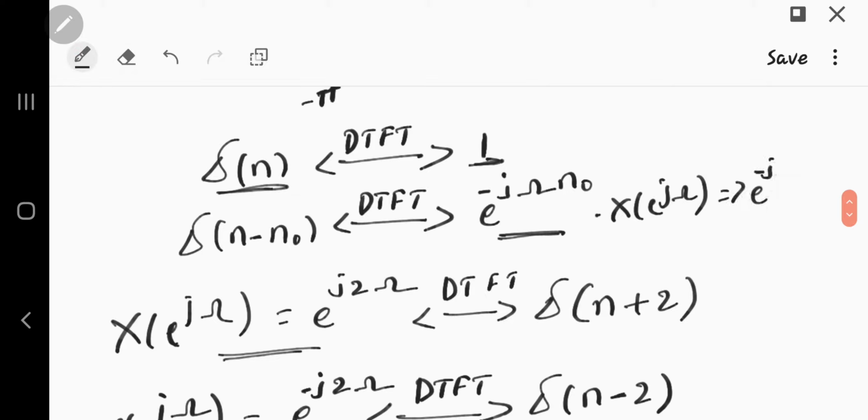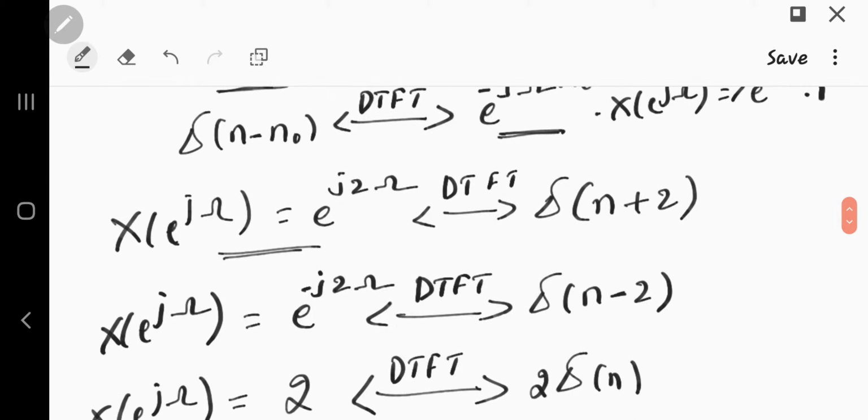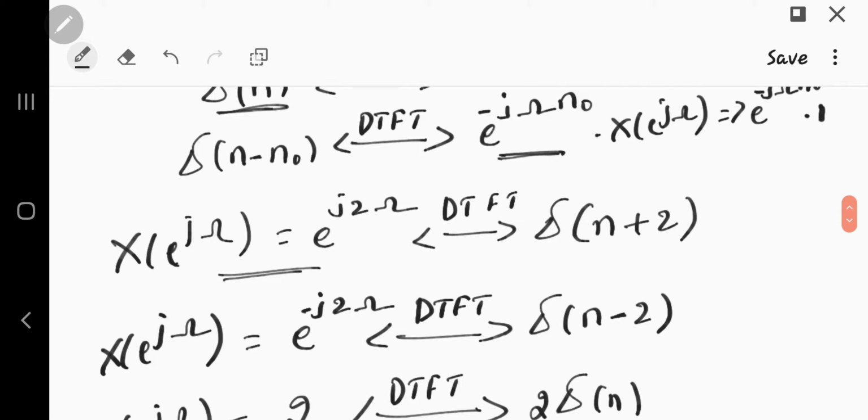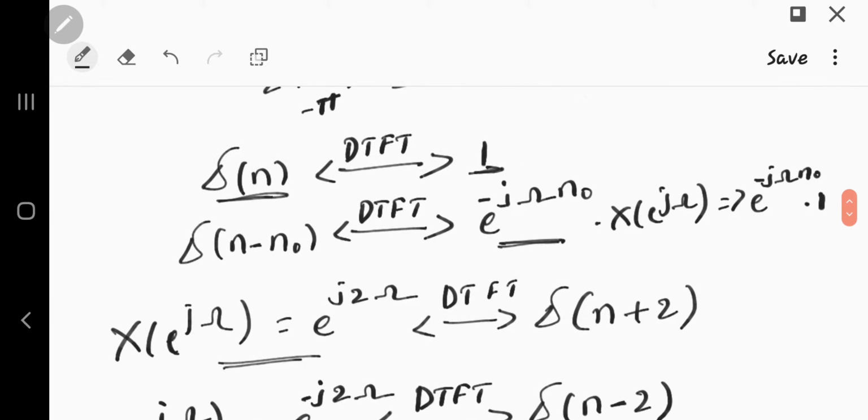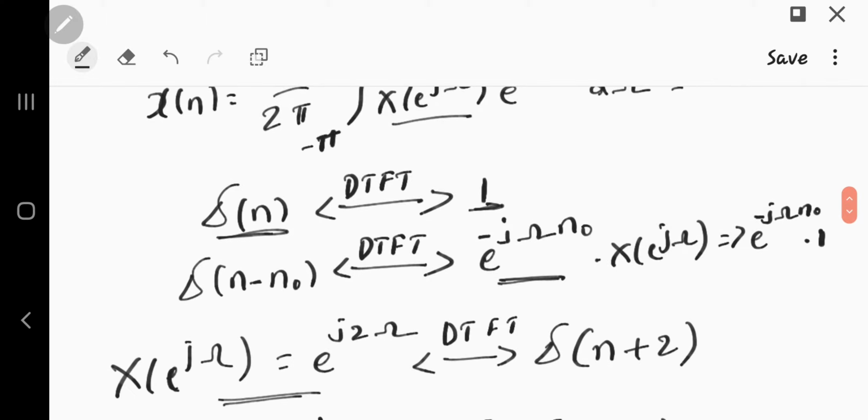E power minus j omega n naught into 1. So that means we are applying the time shifting property. The same time shifting property has been applied here in this case. Now if DTFT is performed on delta n plus 2, this is the time shifted version of delta n. So that means e power j2 omega into 1, that is what you are going to get. That 1 is not mentioned there, so that is the reason. So this is nothing but a time shifted version.